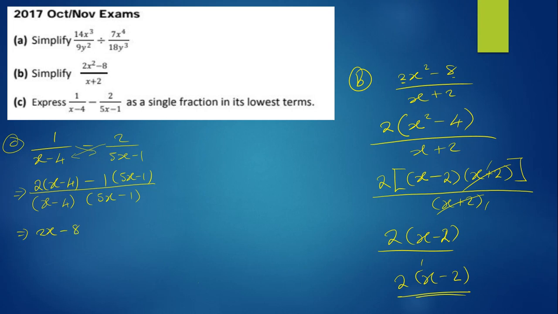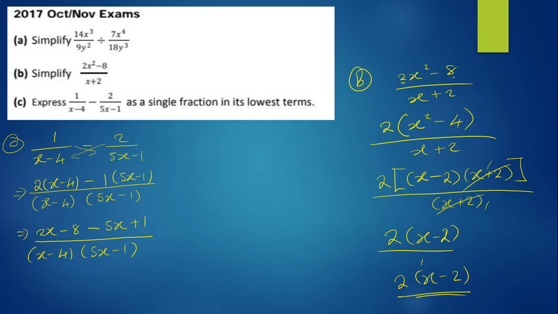And then here you're going to have negative 1 times 5x, that's negative 5x. And then negative 1 times negative 1, that's going to be positive 1 like that. So here you need to pay extra attention because of the signs. So, and then x minus 4 like that, then you're going to have 5x minus 1 like that.